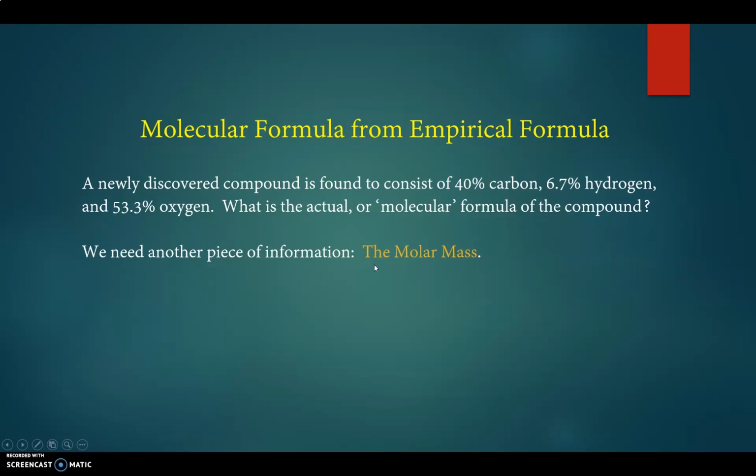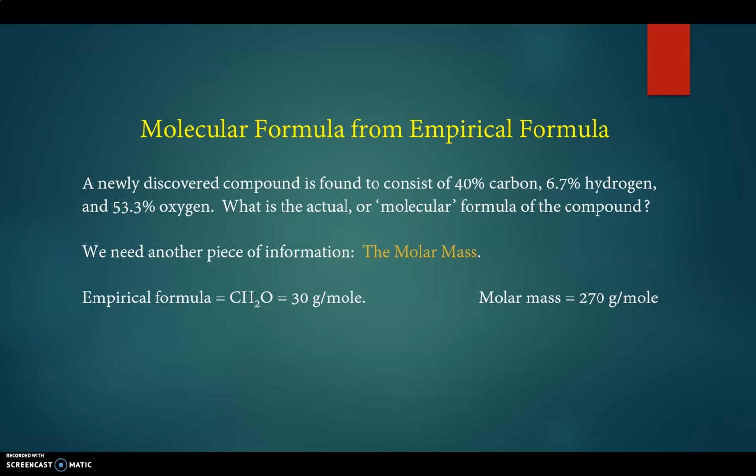It's sort of like algebra when you've got 2 equations and 2 unknowns. You can't solve for 2 unknowns unless you have 2 equations. So our 2 equations are the percentages and the molar mass. So we know the empirical formula is CH2O, and let's suppose that we determine that the molar mass of the mysterious new compound is 270 grams per mole. The empirical formula also has a mass of 30 grams per mole, 1 carbon, 2 hydrogens, and 1 oxygen.